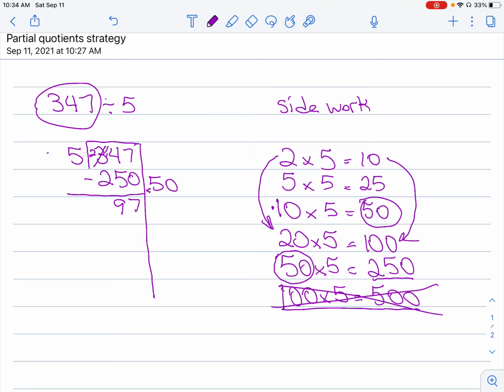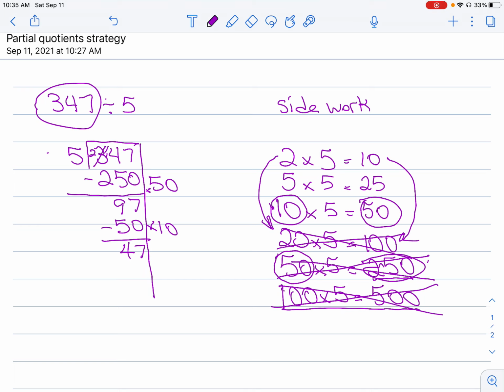Okay, now let's look back at our side work. Can I take away another group of 250? No. Can I take away 100? No. But I can take away 50. Okay, and that is 10 groups of 5. So I'm going to take away 50. Okay, so 7 minus 0 is 7. 9 minus 5 is 4.